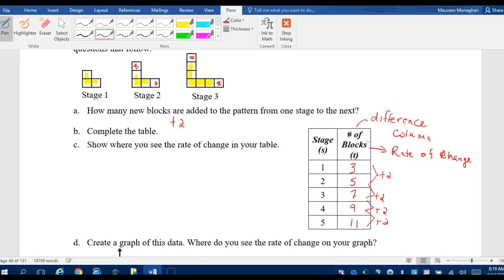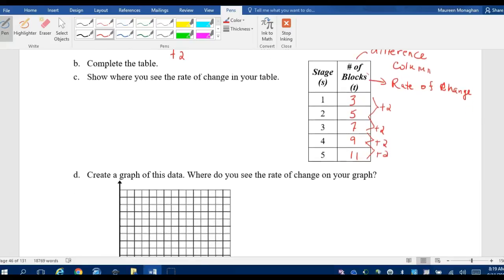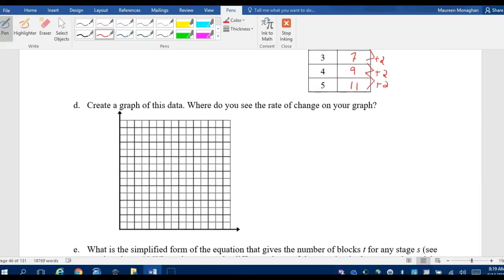All right. Create a graph of this data. Where do you see the rate of change on your graph? Okay, so let's go 2, 4, 6, 8, 10, and same over here. Let's do that. 2, 4, 6, 8, 10. Alright, and then let's graph these points. At 1, it was 3. So 1, 3.